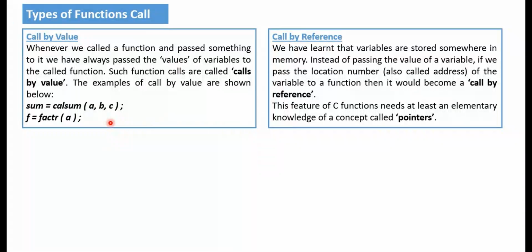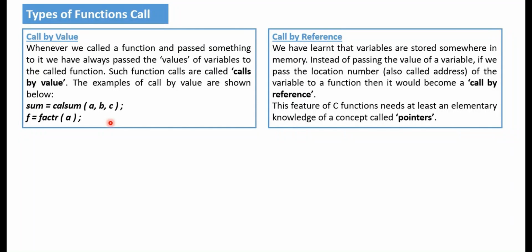Okay. Next is call by reference. We have learned that variables are stored somewhere in memory. So instead of passing the value of a variable, if we pass the location number, that is called the address of the variable, to a function, then it would become a call by reference. Now this feature of C functions needs at least an elementary knowledge of a concept called pointers.